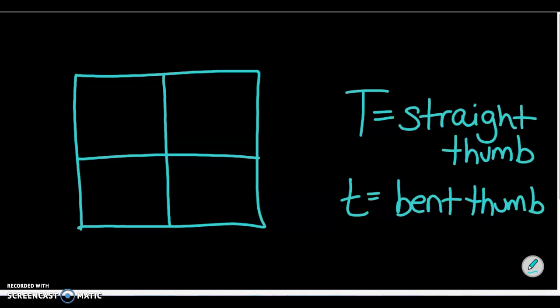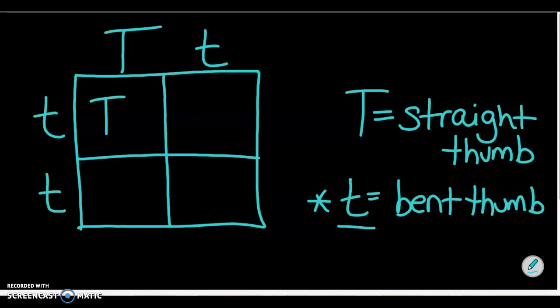All right, so we're going to make our chart. So one parent has a dominant gene for straight and a recessive. So that means a capital and a lowercase. Okay, and the other parent has two recessive. So that means they have two recessive, which is the lowercase. So we're going to put lowercase t. And now we're going to fill in our Punnett square like before.